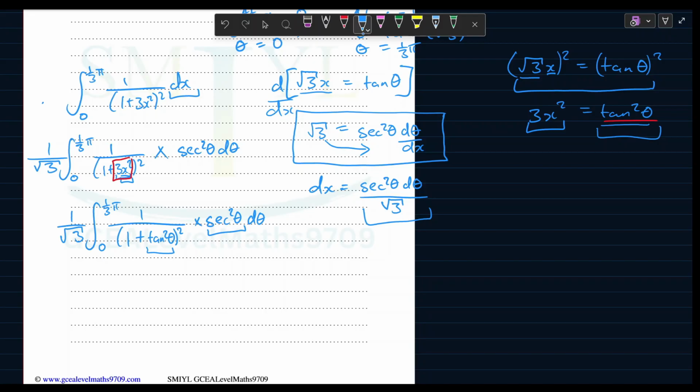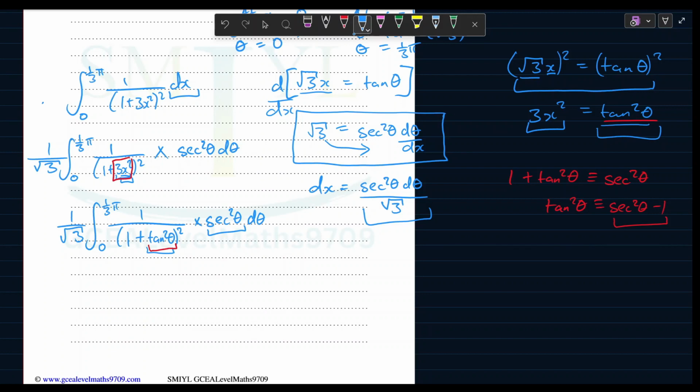in terms of sec squared theta because we have an identity that allows us to do that. We know that 1 plus tan squared theta is identical to sec squared theta. So we can say that tan squared theta is sec squared theta minus 1. So we can replace this tan squared theta with sec squared theta minus 1.